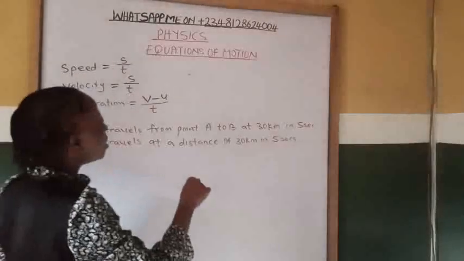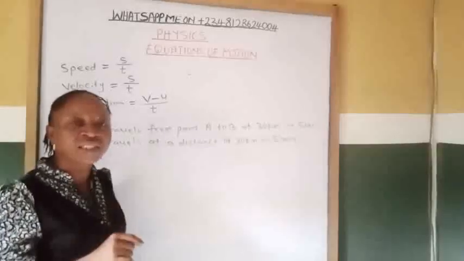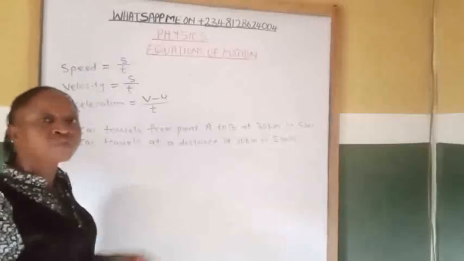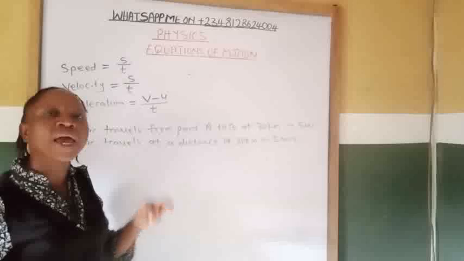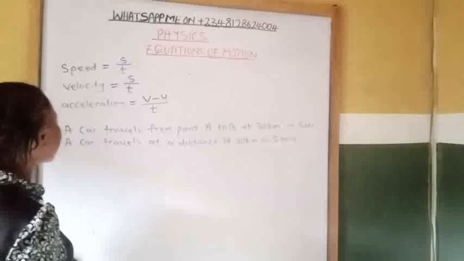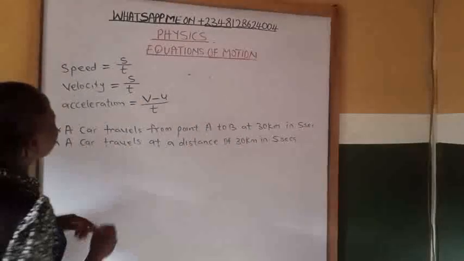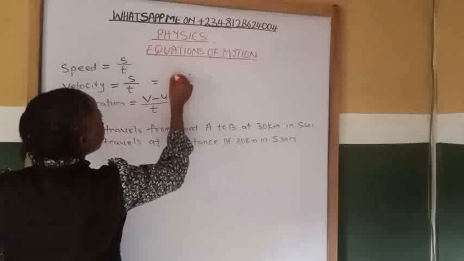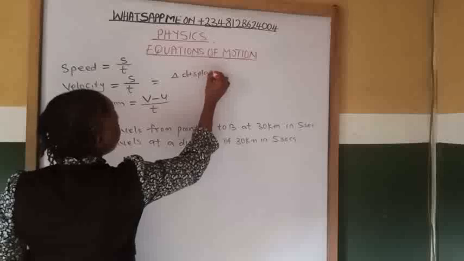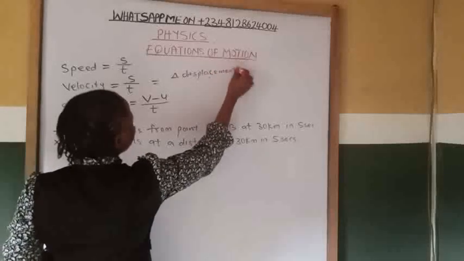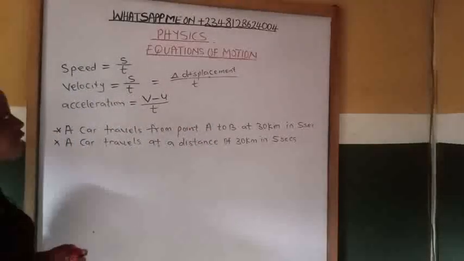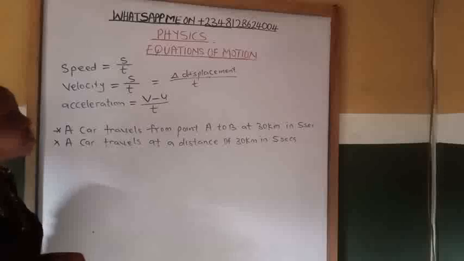Then I want to explain something under speed again. The distance traveled by an object in a specified direction is called displacement. So we can also define velocity as the rate of change of displacement over time taken.